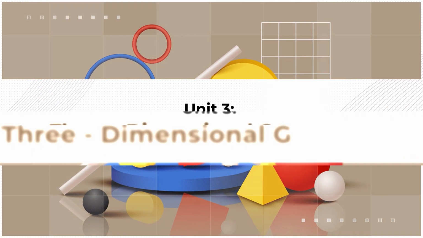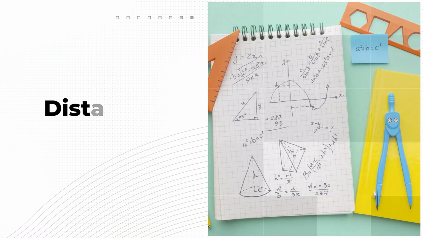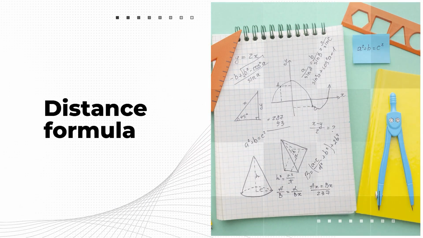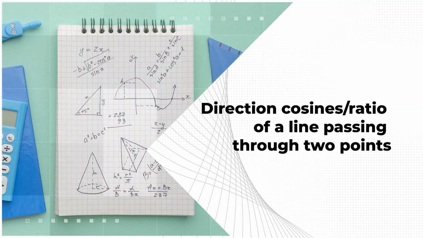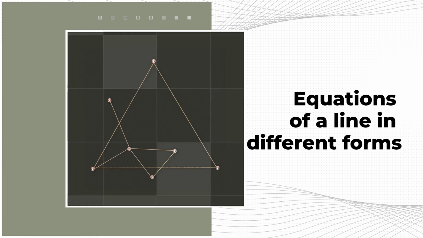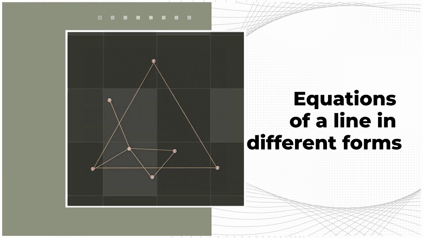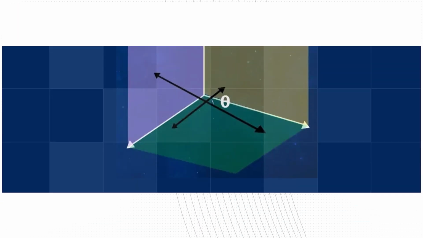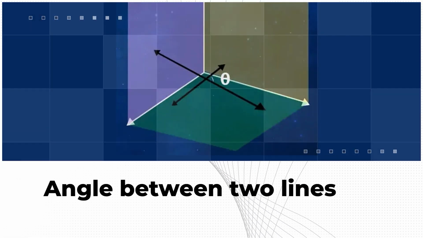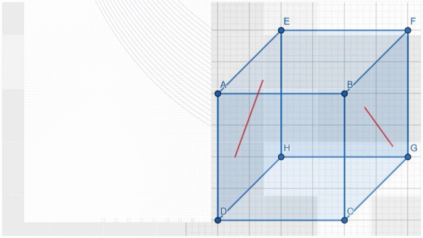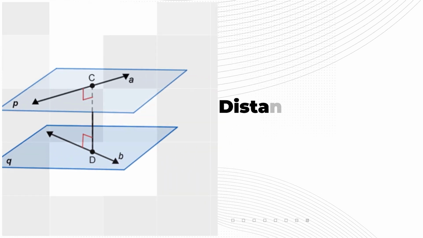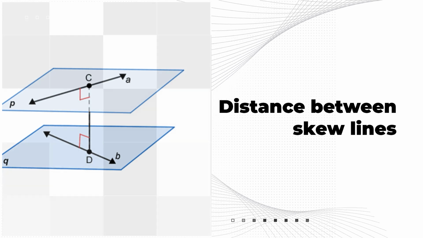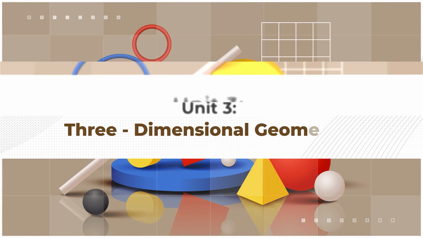Thereafter, we are having the concept of 3-dimensional geometry, wherein we are going to cover the concepts like distance formula, direction cosines, and ratios of the line passing through 2 points, equations of different forms for line, likewise parametric equation of line. We are also going to cover and understand about angle between the 2 lines and what do we mean by coplanar and skew lines. Apart from this, how to determine the distance between the skew lines. These are some of the topics which we are going to cover in unit number 3, that is 3-dimensional geometry.